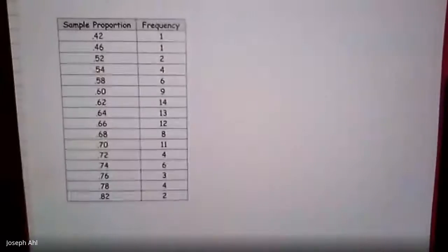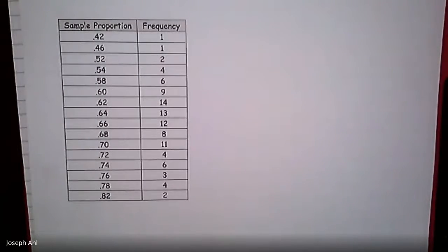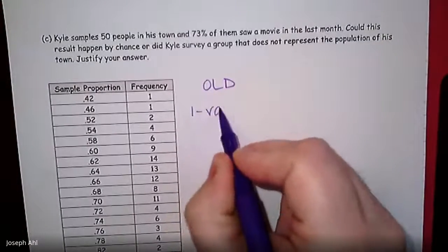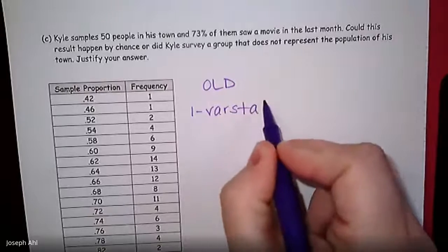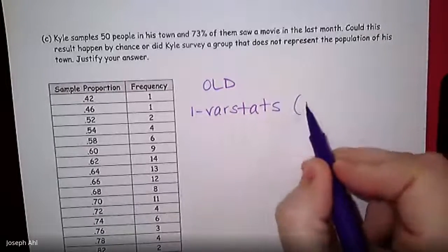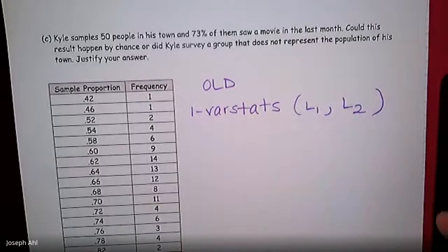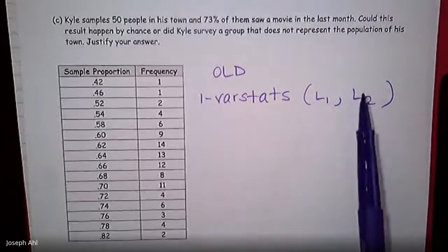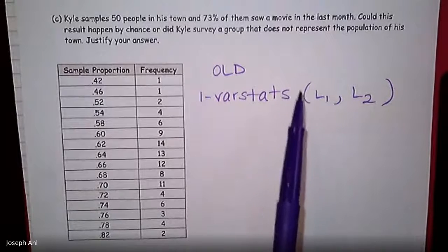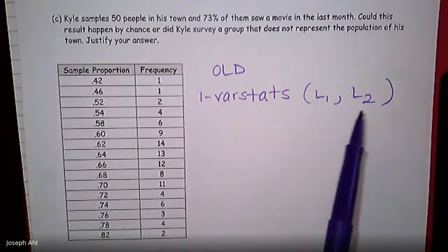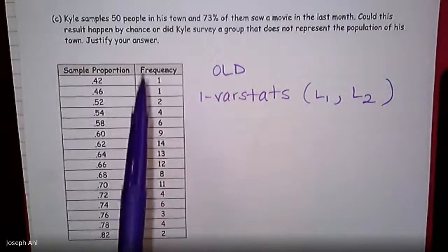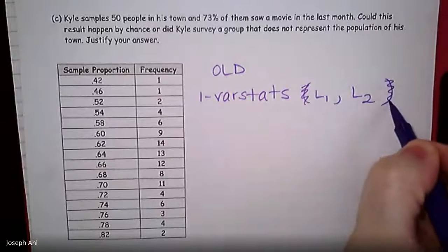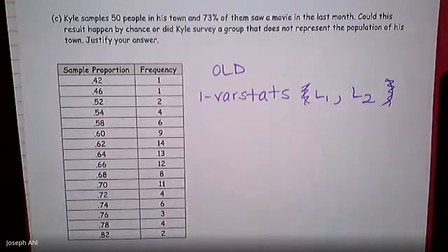If you have an old operating system and you do one-bar stats on the home screen, you just have to do L1, L2. The newer operating system prompts you for that frequency list. If you have an older operating system and do L1, L2, it will know to go to L2 for the frequency list. I don't know if it really needs parentheses there, to be honest. I don't remember if you need those, but you might want to play around with that.